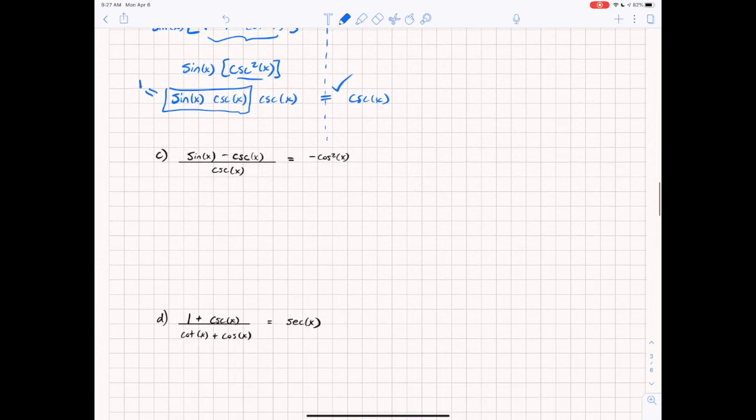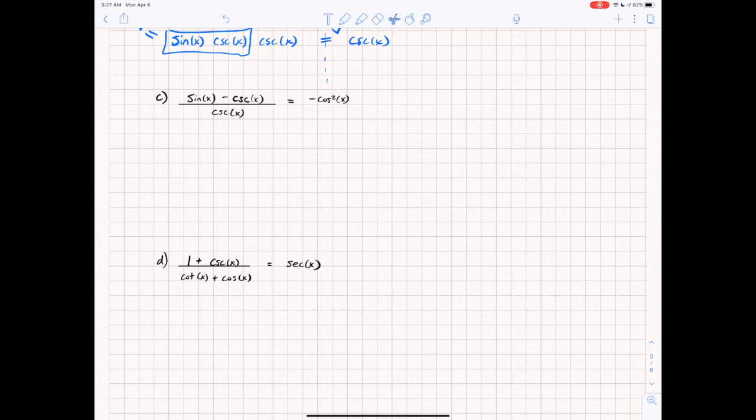All right, part C. And I'm going to give myself a little bit more space here. Move this down just a little bit. All right, so sine x minus cosecant x all over cosecant x is equal to negative cosine squared. All right, so again, I'm going to choose the left-hand side. I'm going to choose this side because it is the more complex side. Notice that most of the time the left-hand side is that, but you don't have to just assume. Make sure you're looking at it and choosing through it all.